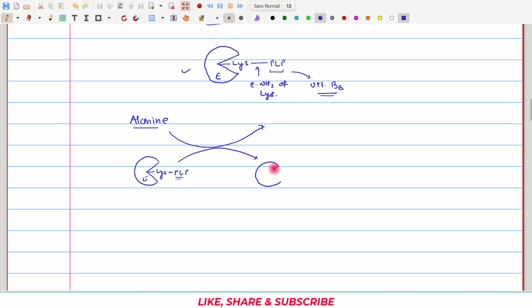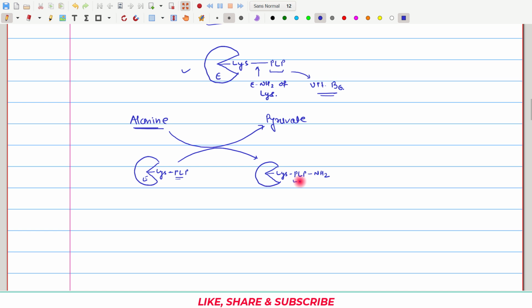This is the enzyme main structure, this is the active site, this is lysine, and this is PLP. Now, this PLP, or pyridoxal phosphate, has an amino group. So, amino group over here, and alanine has now lost its amino group. So, alanine gets converted to pyruvate, its respective alpha keto acid.